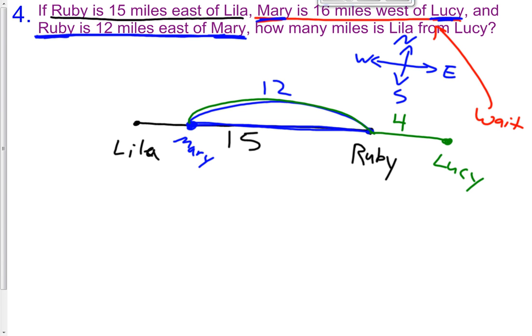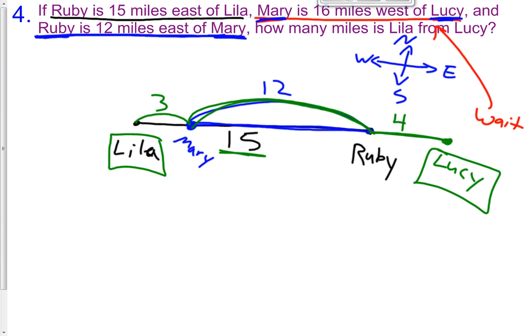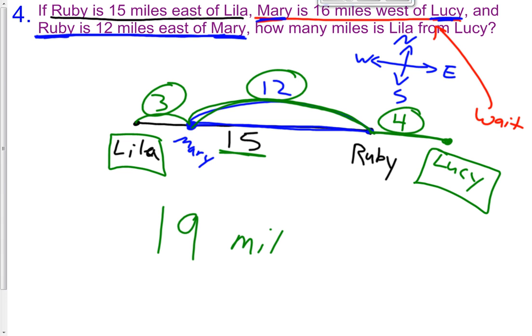Okay, hopefully that makes sense to you. So if this is 4 and this is 12, that means this distance right here has to be 3, because the 3 and the 12 make the 15 for that segment. How many miles is it from Lila to Lucy? Well, you have to go 3 and 12 and 4. 3 and 12 is 15. 15 and 4 is 19. The answer is 19 miles.